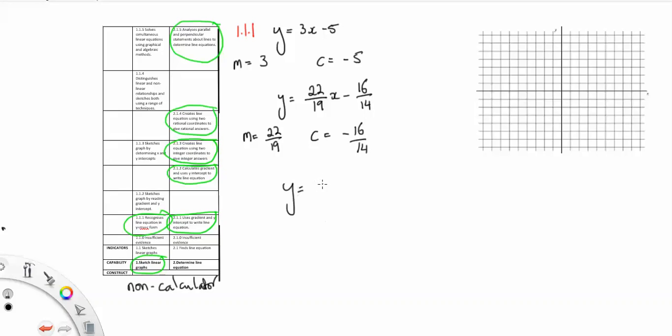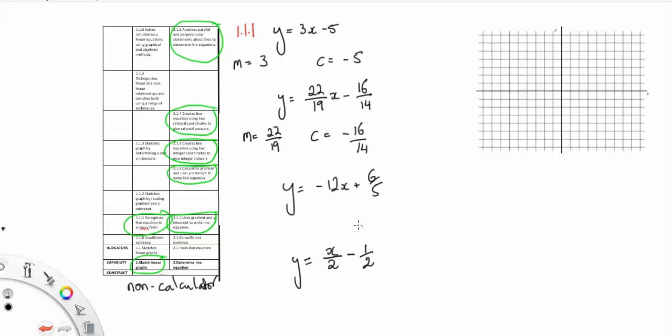I'll give you two more. Let's have y equals -12x plus 6 on 5, and y equals x over 2 minus a half. Pause the video, have a go, and then come back.